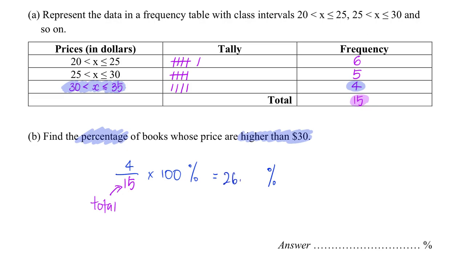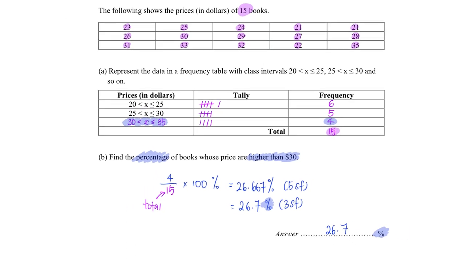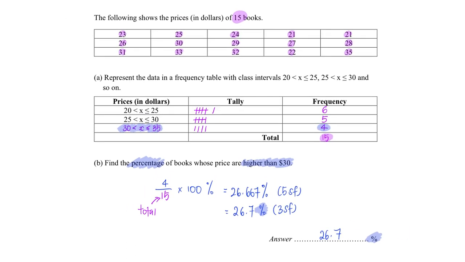26.67 percent, rounded to 3 significant figures. Notice that the percentage symbol is already written down. We don't have to write an additional one. And that will be the answer to this question or example.